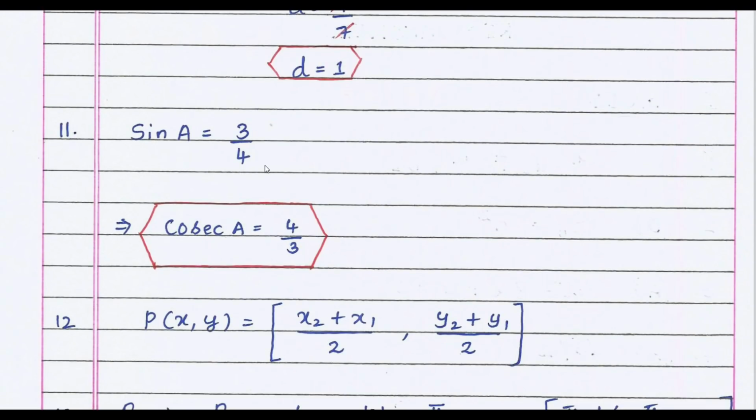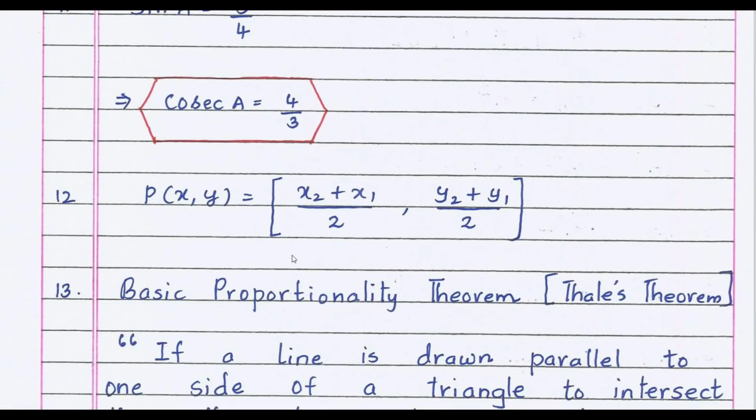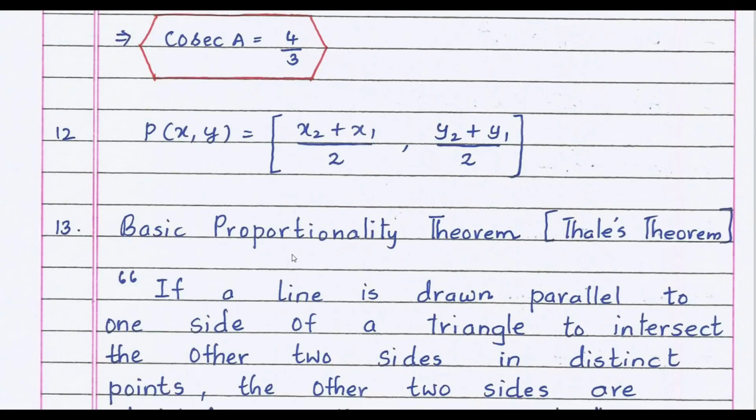For the 11th question, what is cosecant A? Cosecant A is just the reciprocal of sin, that is 3 by 4, we get 4 by 3. The coordinates of the midpoint of the line joining the points A(x1, y1) and B(x2, y2) is P(x, y) equals ((x2 plus x1) by 2, (y2 plus y1) by 2).